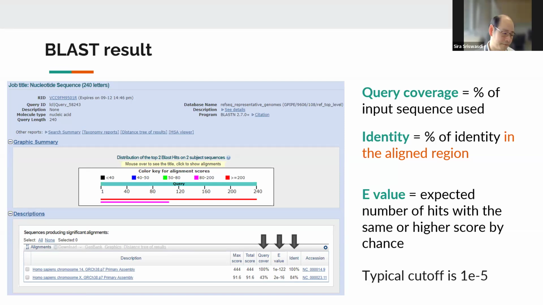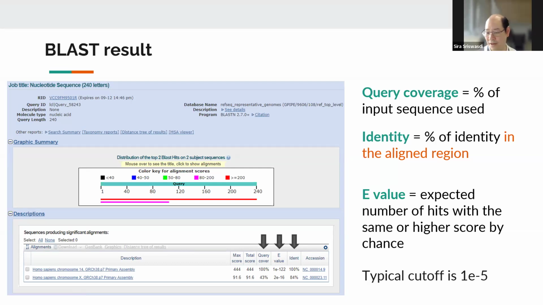So these two numbers can give you an idea of how well your input matches the database. But to summarize everything and allow you to consider just one score, BLAST will give you what's called an E-value. The E-value here, in this column, tells you the expected number of hits that you would get with the same or higher score by chance.